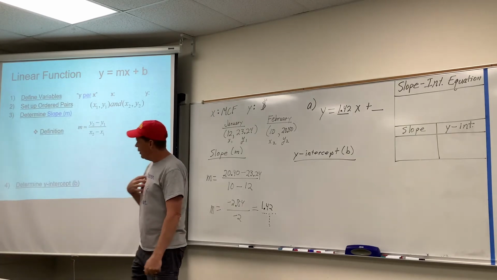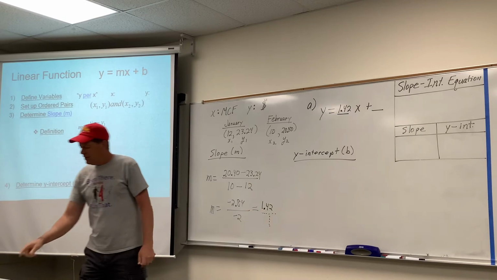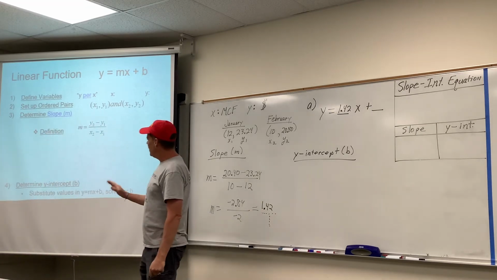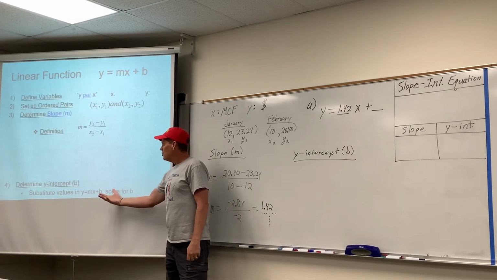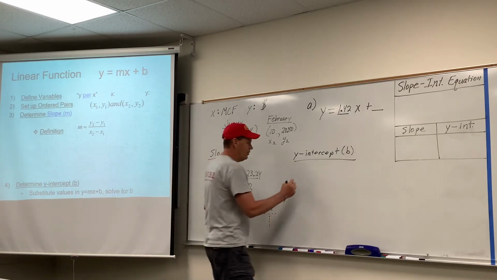I am of the very strong opinion that the best way to find your y-intercept is to take the equation y equals mx plus b and plug numbers into it and solve for b. All right, so I will now demonstrate.